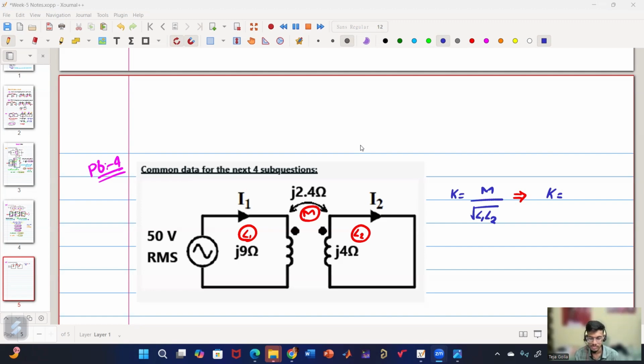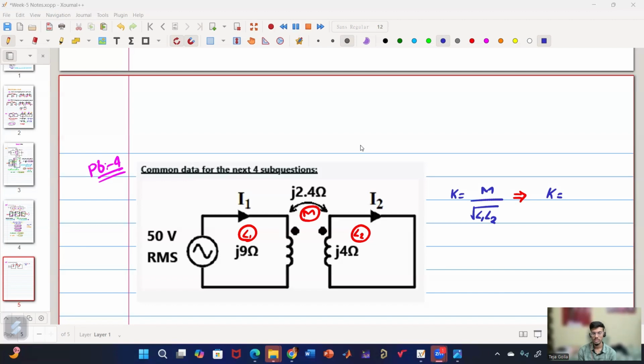In the question they have not given that this impedance includes omega. So how can we judge that J9 is J omega L? Omega is not given in the question. Whenever we say the inductance, what is the value of inductance? It is J omega L. So whenever someone is giving in terms of J, it means omega is already included. So J omega L1 is J9 and J omega L2 is J4 and J omega M is J2.4.